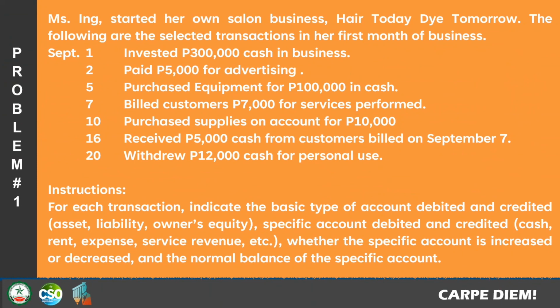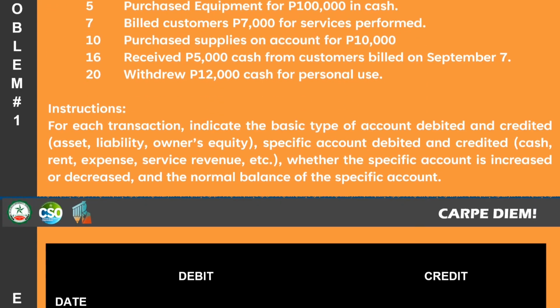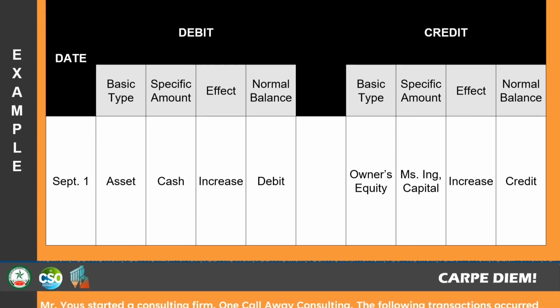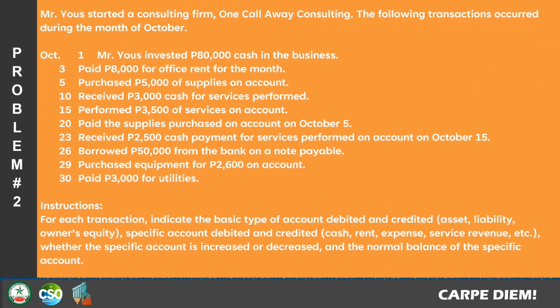As we reach the end of this video, may pabaon ako for you na exercises. Nagbabalik si Miss Ing to help you have a deeper learning of the 5 major accounts as you practice on the transactions of her business. In this assessment, you would need to indicate the basic type, specific account, the effect of the transaction, and the normal balance of the account. Same instructions will also be applied to Mr. Yu's problem. I wish you good luck in answering these problems, and I do hope you'd understand more the concept by applying it to my pabaons.